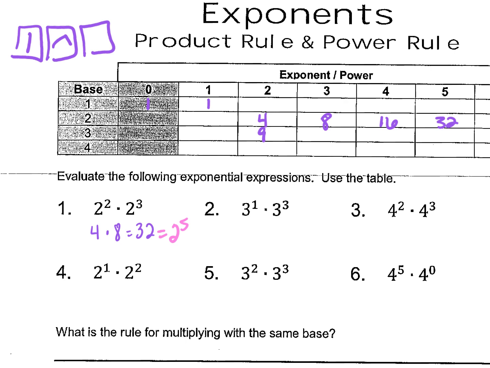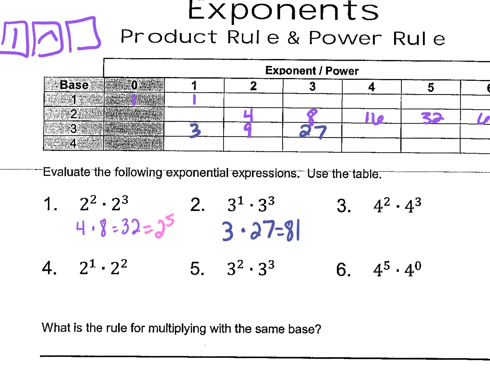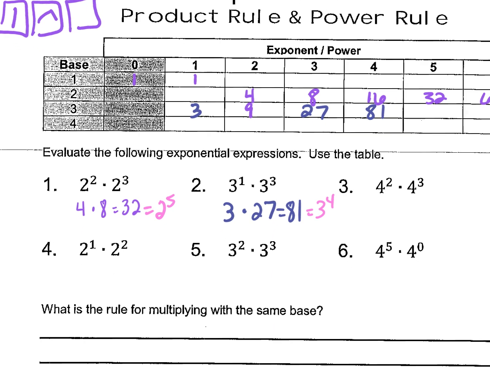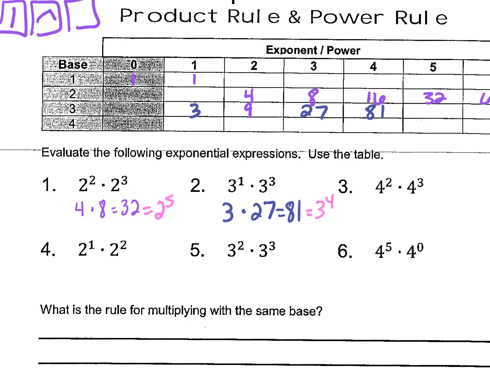So the next one we're going to look at is 3 to the first. So 3 to the first is 3. And then 3 to the third is 27. So we're going to do 3 times 27. Okay, that's going to give us 81. And if you've got your table filled in all the way, you will notice here that 3 to the 4th power is 81. Okay, so go ahead and pause this.